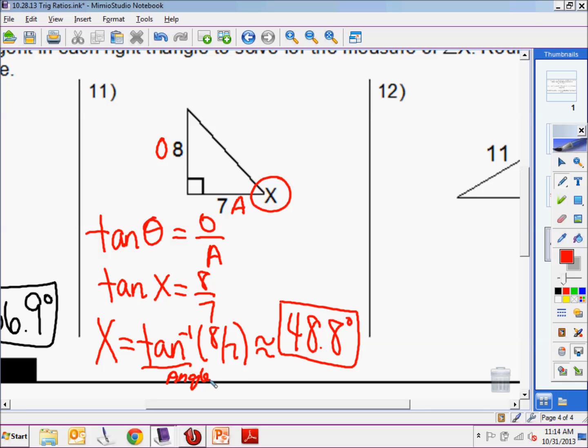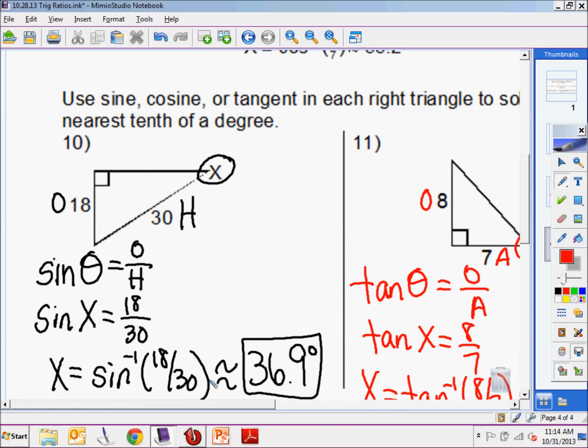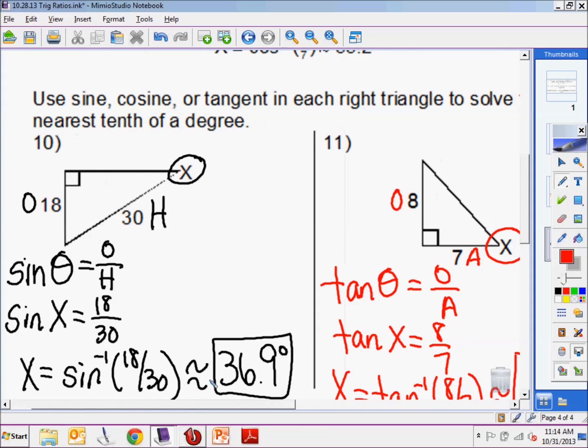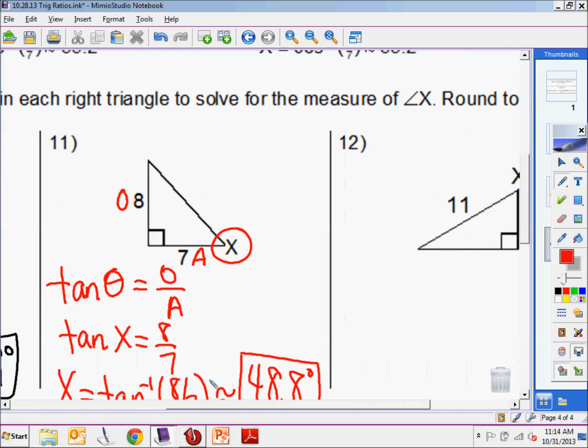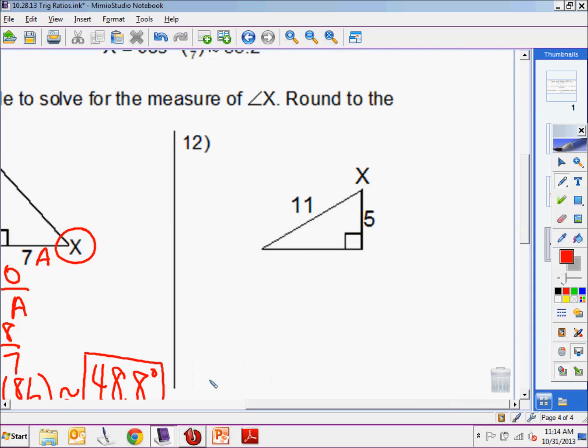So when the question is asking you to find the measure of x, here it says use sine, cosine, and tangent in each right triangle to solve for the measure of angle x. See how it says angle x, not side? It says angle x.